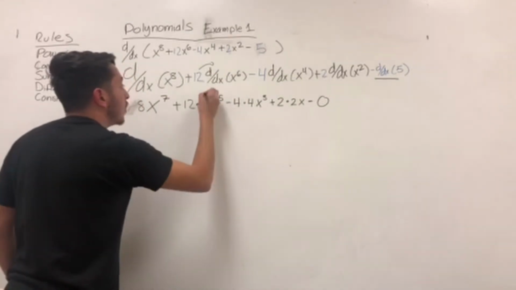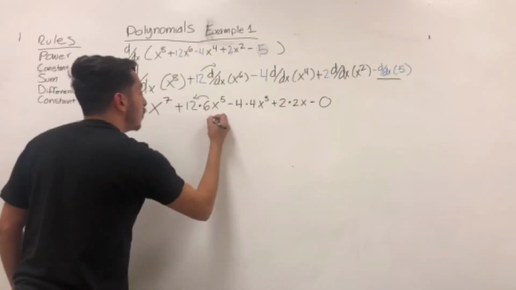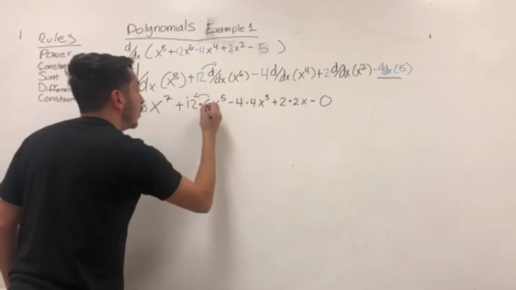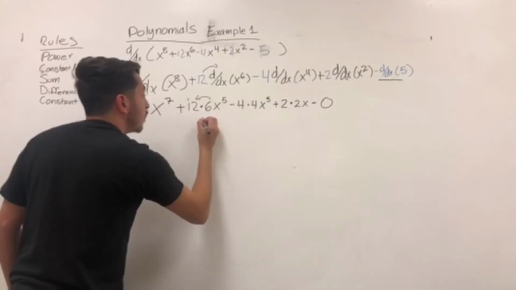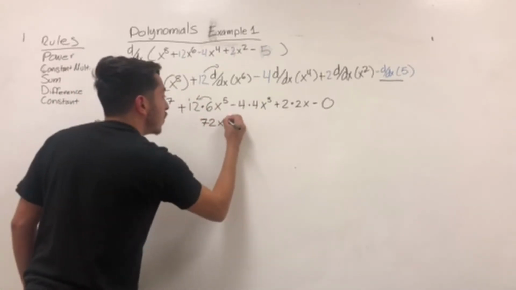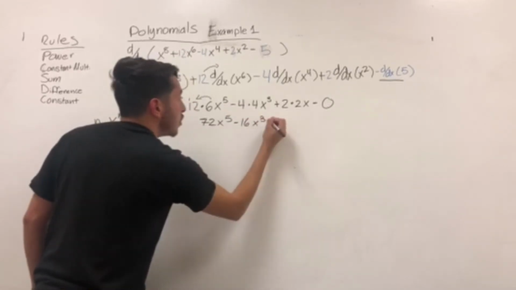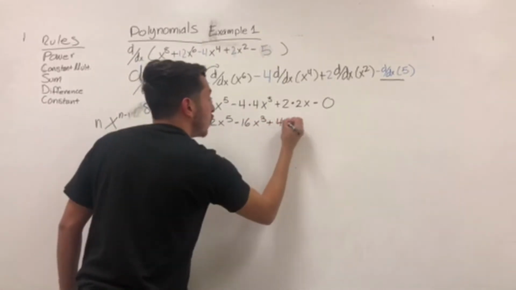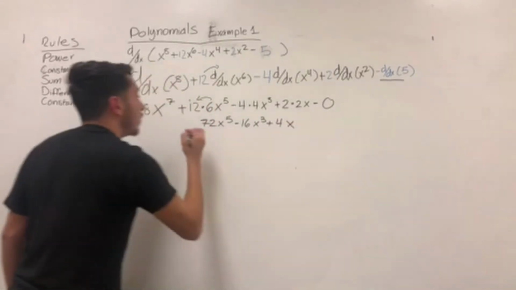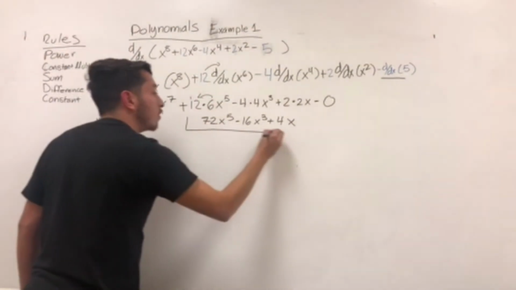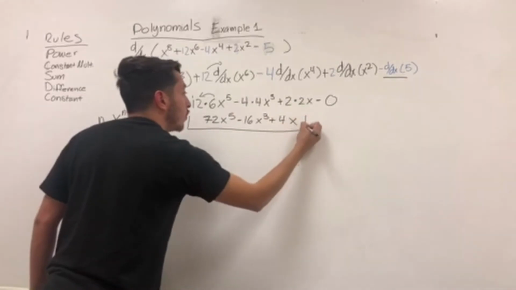So now we have to multiply this together. So it's going to be 12 times 6, which is 72, x to the 5th, minus 16x to the 3rd, plus 4x. And this is the final answer for the derivative of our polynomial.